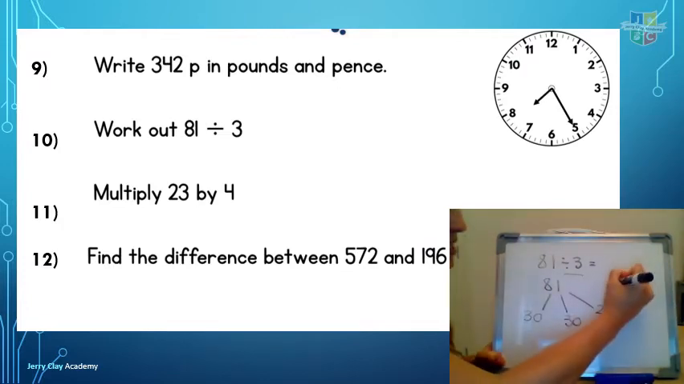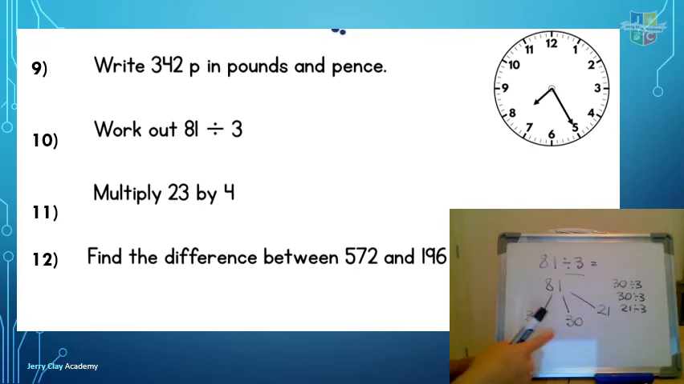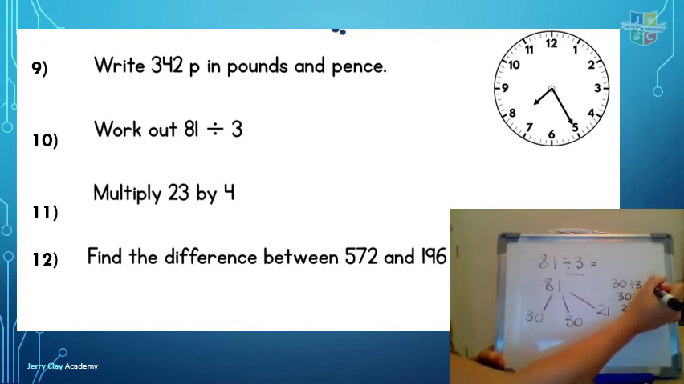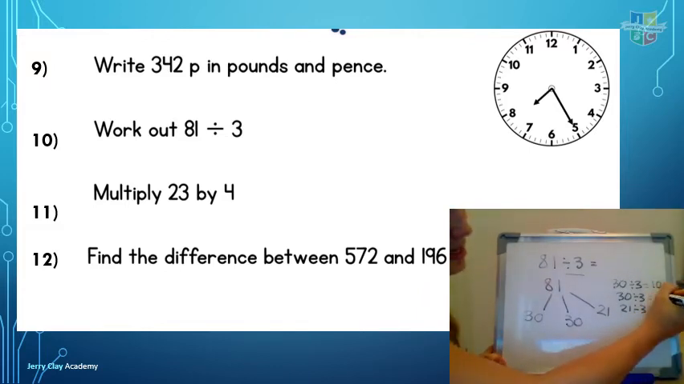So if I now divide these numbers by 3, you could have done whatever partitioning method you choose, but I have chosen to do it as 30 and use as many 30s first because it makes it easier. Because I know straight away 3 goes into 30 10 times.